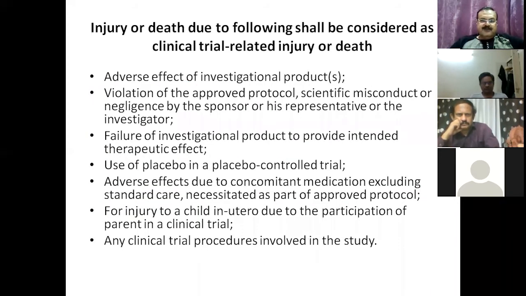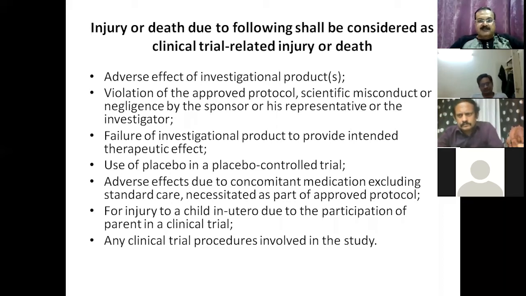Now, this one is a very important slide for everyone who is doing a clinical trial or who is thinking of doing a clinical trial. What is considered as injury or death due to clinical trial related injury? If there is an adverse effect of an investigational product and the patient dies or develops an injury, it is considered as clinical trial related injury or death, and the patient has to be compensated.